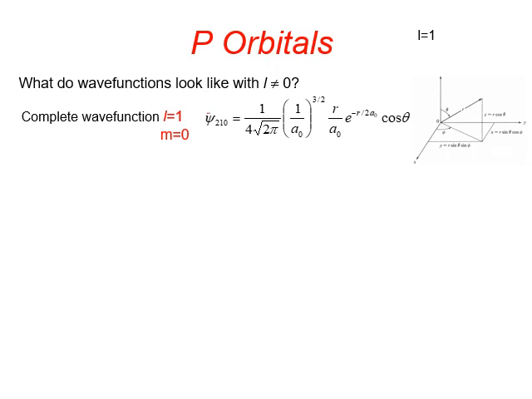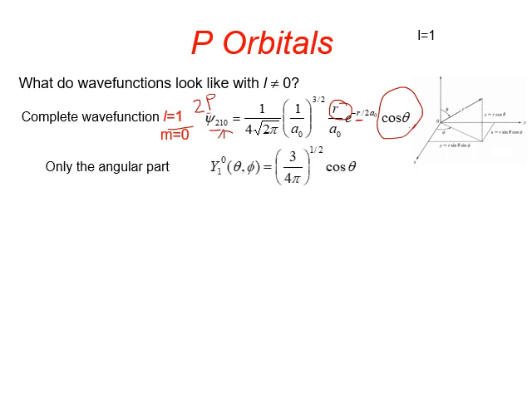Here is a wave function where n equals 2, L equals 1. And when L equals 1, this is a p orbital. So this is a 2p orbital. The wave function is not only a function of distance, but also a function of the angle theta. So how does this wave function look? The wave function shape is determined by the angular part. So this is the angular part of this wave function.